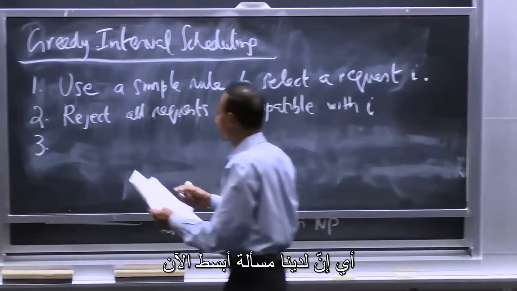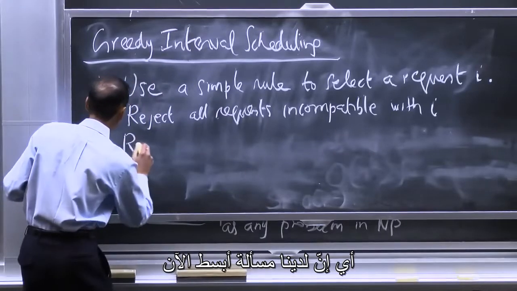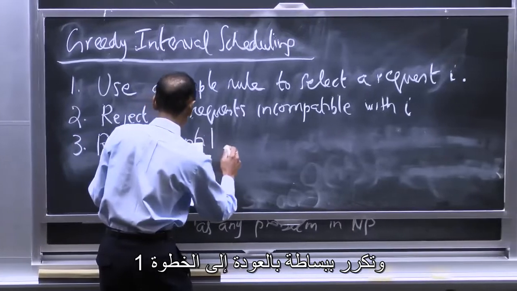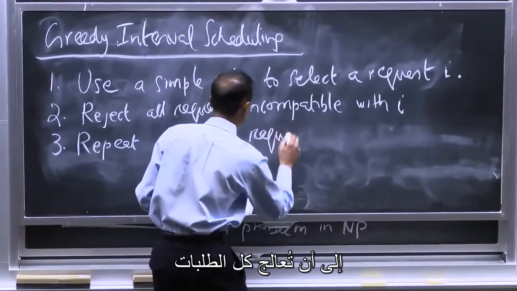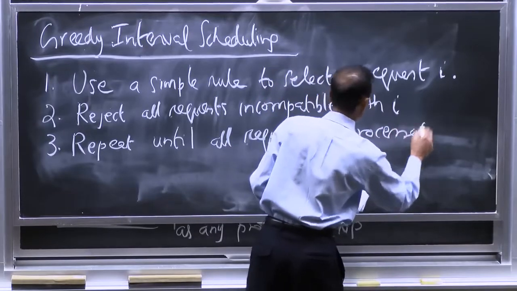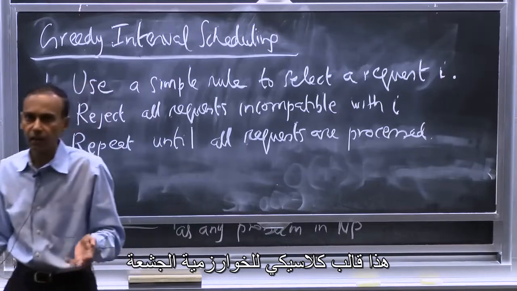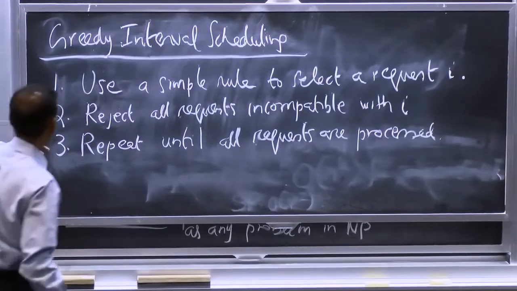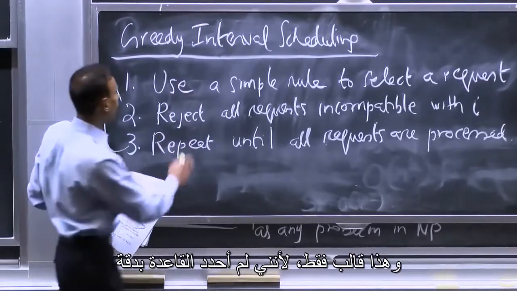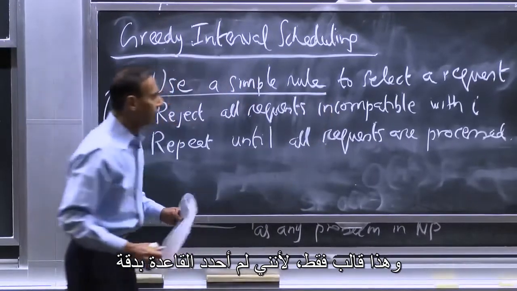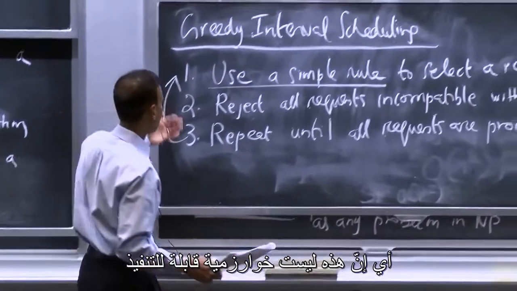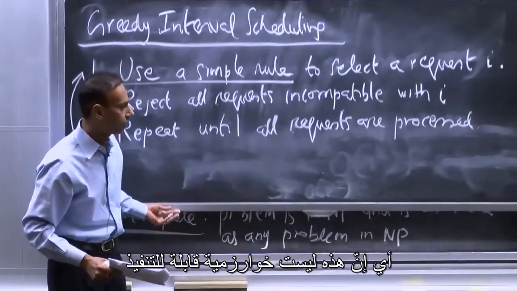Okay. And at this point, because we've rejected a bunch of requests, our problem got smaller. Okay? And so you now have a smaller problem, and you just repeat, go back to step 1 until all requests are processed. Right? So that's a classical template for a greedy algorithm. You just go through these really simple steps. And the reason this is a template is because I haven't specified a particular rule. And so it's not quite an algorithm that you can code yet, because we need a rule.